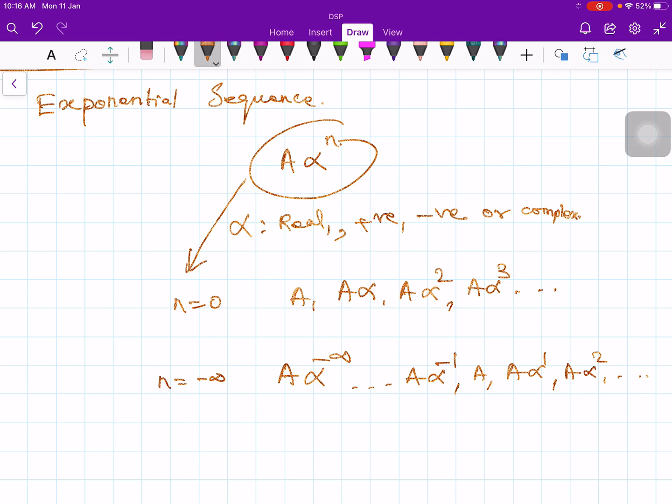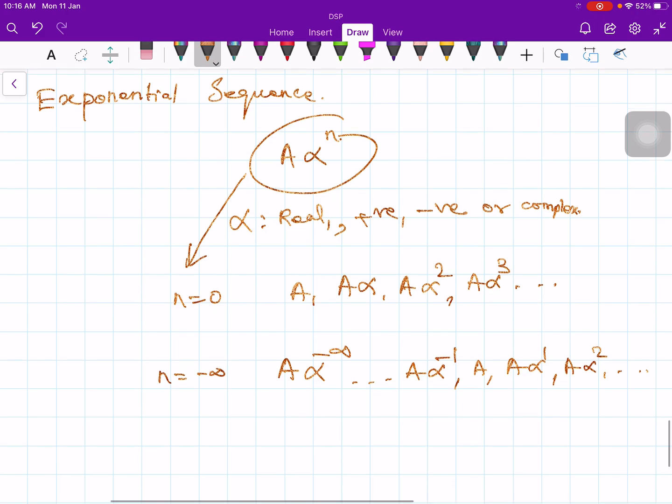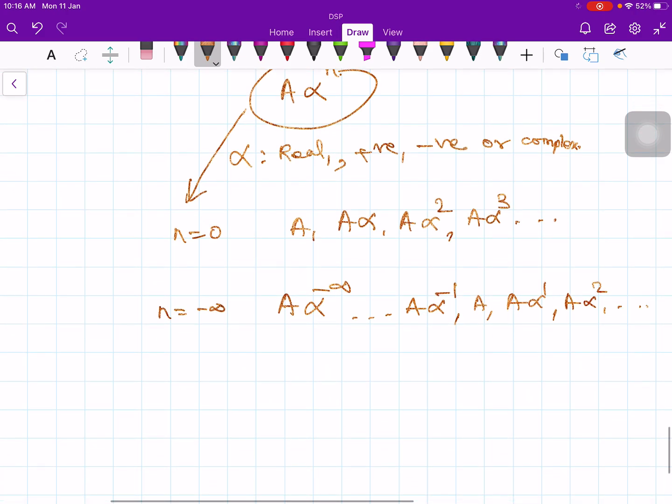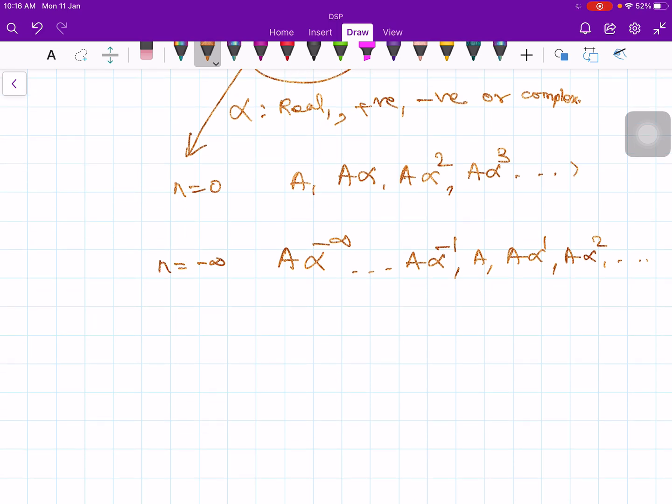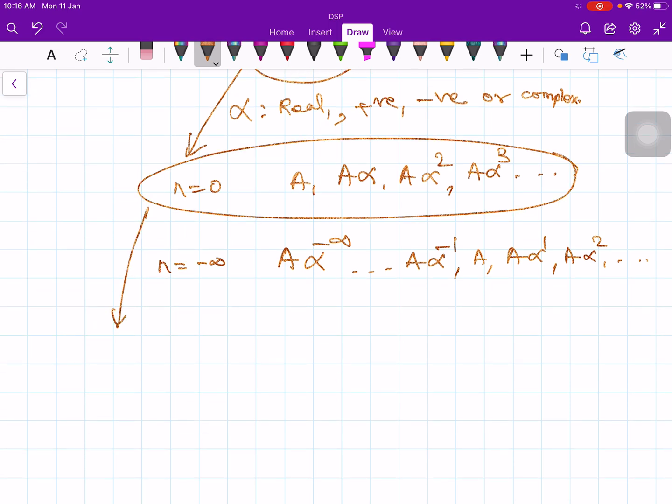Now if a times alpha to the n extends from n equals 0 to infinity, the way we ensure this is to multiply by u of n. In case my sequence is like this, how do you write it? A times alpha to the n, you simply multiply by u of n. That means it is a one-sided sequence. So therefore this is a right-sided sequence, starting from n equals 0.